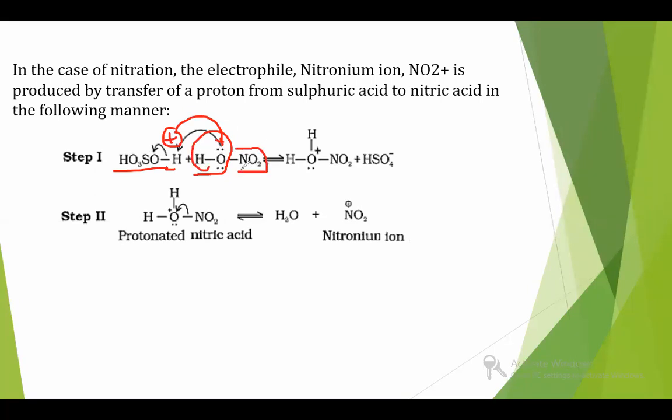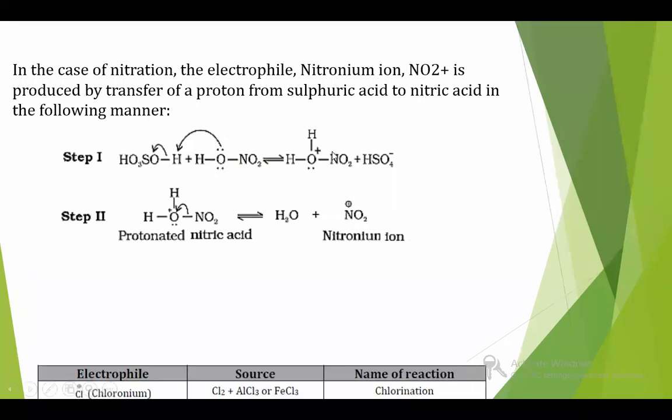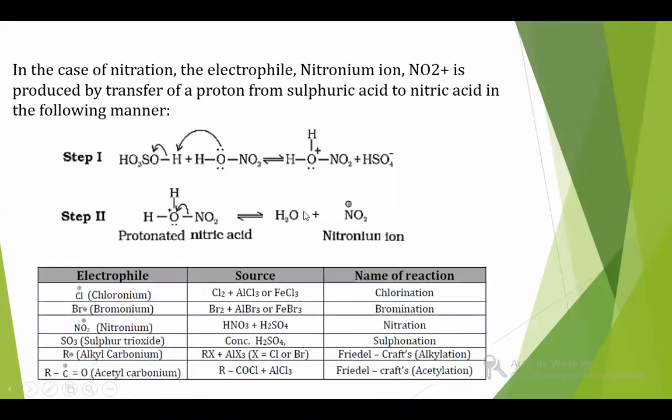What will be left behind? NO2 plus. This is the nitronium ion. This is how NO2 plus will be formed. So protonated nitric acid forms, and from that the nitronium ion is formed along with water, H2O. Okay, I'll write all of this, nitration, sulfonation, and all the mechanisms. We are in the first step only, generation of electrophile.